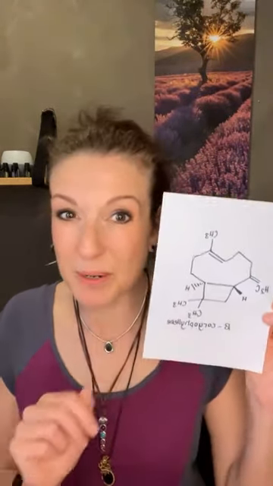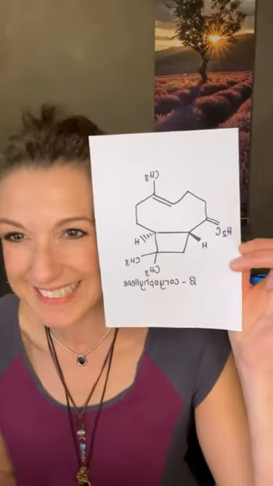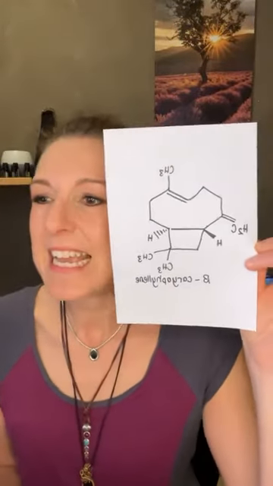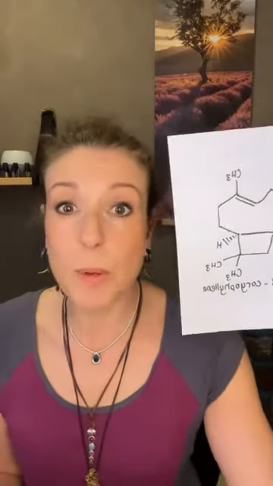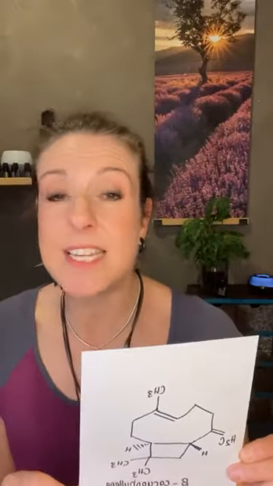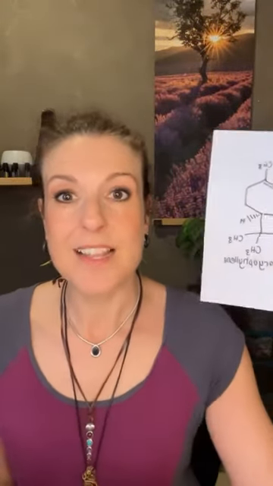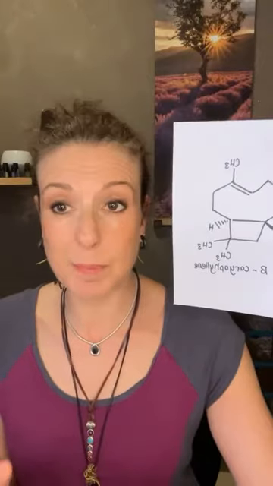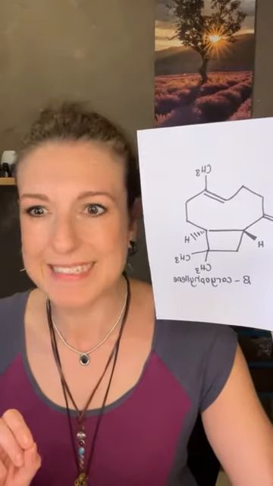So we are talking about beta-caryophyllene today. Look at that pretty molecule. Isn't that cool? I think that's really, really cool. So beta-caryophyllene is what we call a bicyclic sesquiterpene alkene. So that's a big word, right? I'm going to explain to you in little parts what all of that means that I just mentioned.